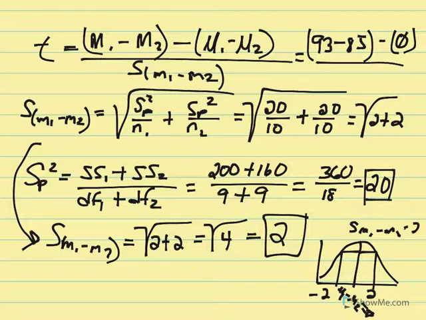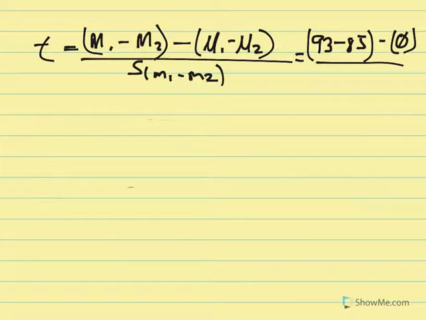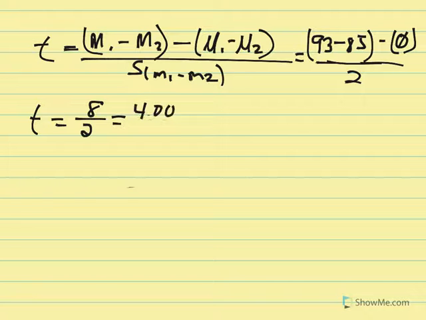All right, so next what we can do is use that value that we just calculated and put it into our T equation. So I'm going to erase most of this so we can calculate our T statistic and then refer back to our critical T. So now we know that the estimated standard error of the mean difference, which we just calculated, was equal to 2. So now we have T is equal to 93 minus 85, which is 8, over our estimated standard error of the mean difference, which is equal to 2. So our T statistic is equal to 4.00.